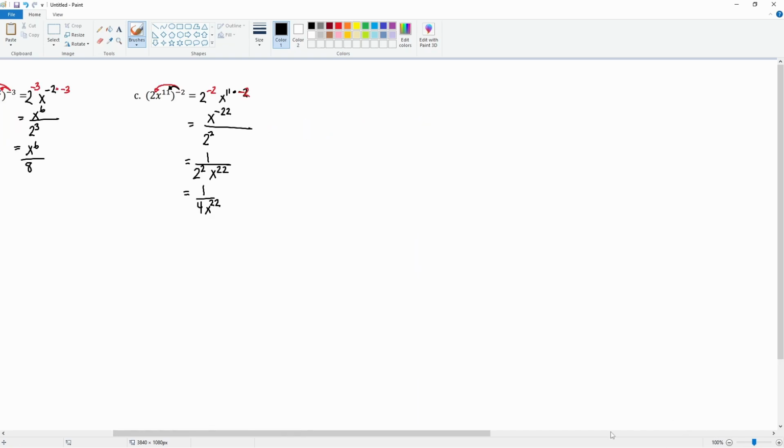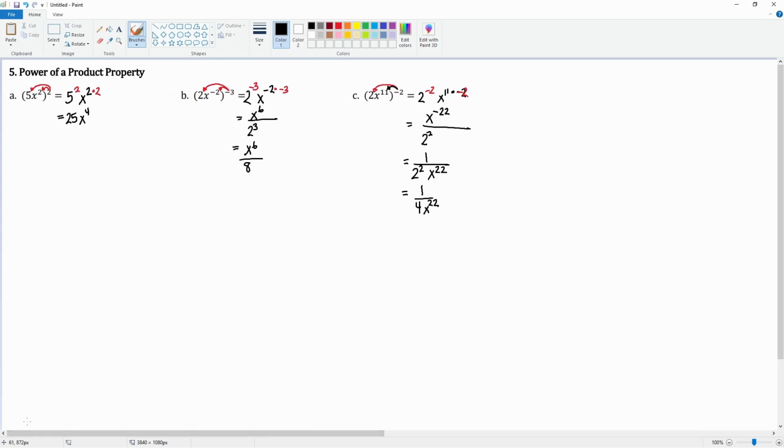All right? So there you go. That is how you do power of a product property with a coefficient in front.